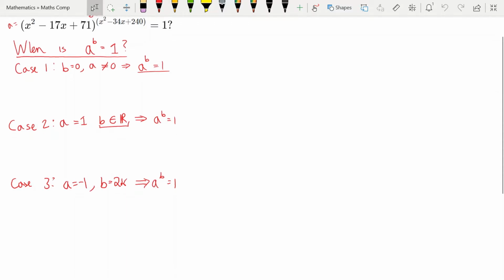The second case is when a is 1 and b is a real number, then for all values, a to the b will equal 1. And the third and final case is when a is minus 1 and b is an even number, then a to the b will be 1.